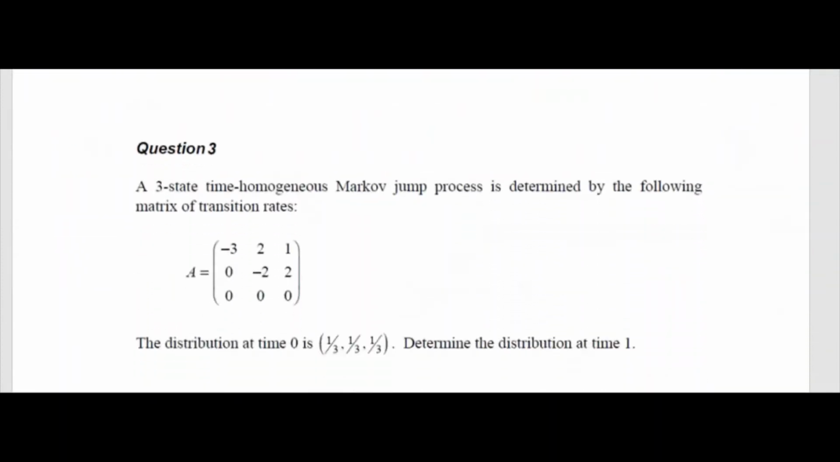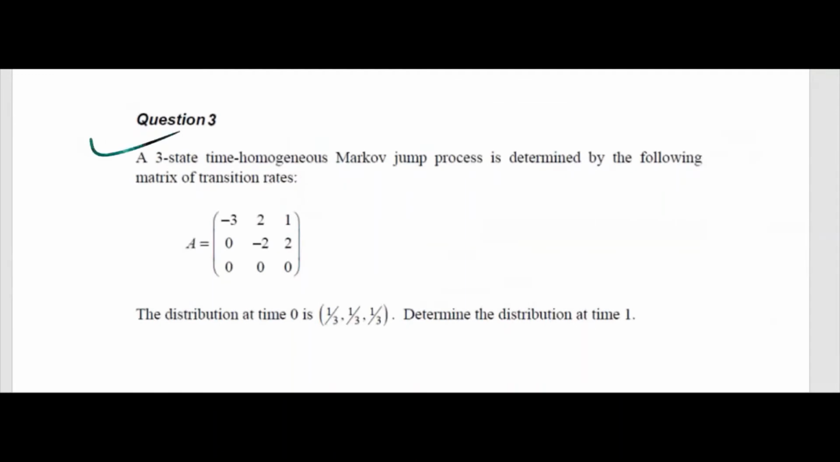We'll visit one example. See, this is the example I gave you a week before. A three-state time homogeneous Markov jump process is determined by the following matrix of transition rates. The distribution at time 0 is given, 1/3, 1/3, 1/3. Determine the distribution at time 1.